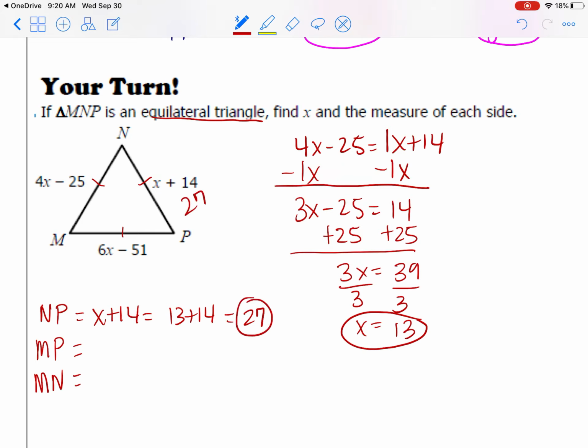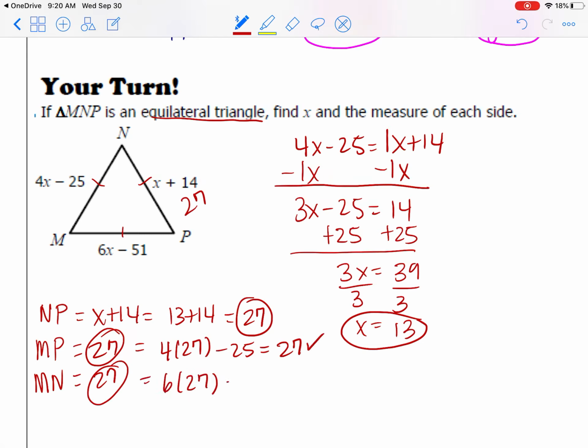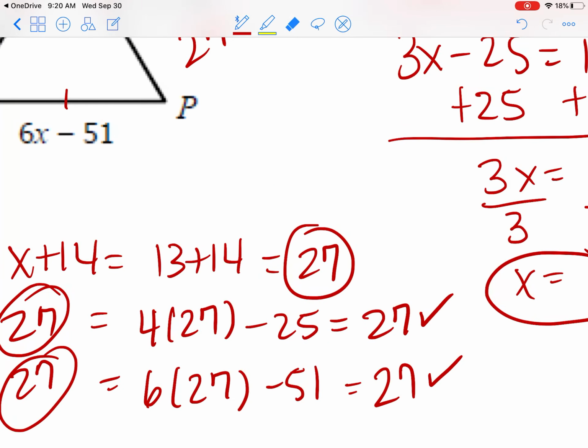Honestly, if you know the length of one of the sides of an equilateral triangle, then the other two will also be 27. But if you want to double check your work, you can just simply do 4 times 13 minus 25, and you see that you get 27. 6 times 13 minus 51, and you're going to see that you get 27. And I made a mistake here, sorry. X is 13, not 27. Oops.